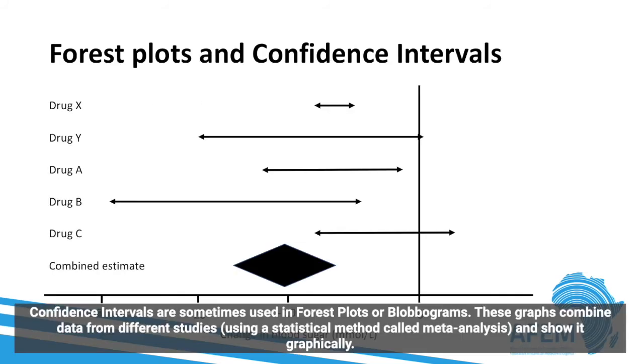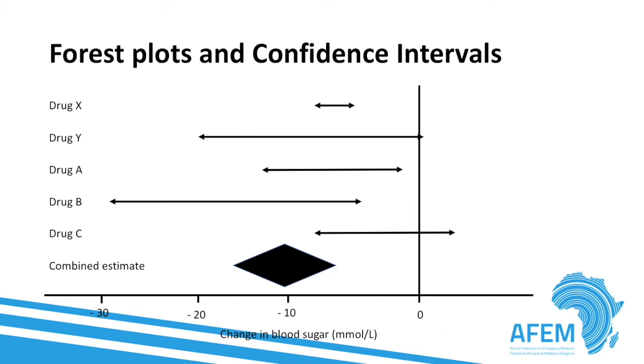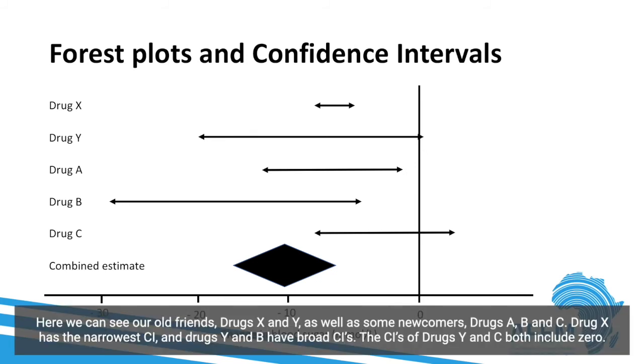Confidence intervals are sometimes used in graphs called forest plots or blobograms. These graphs combine data from different studies using a statistical method called meta-analysis and show it graphically. You can see our old friends here, drugs X and Y, with some newcomers, drugs A, B, and C. The confidence interval of drug X is the narrowest, with the confidence intervals of drugs Y and B both being very broad. The confidence intervals of drugs Y and C both include 0.